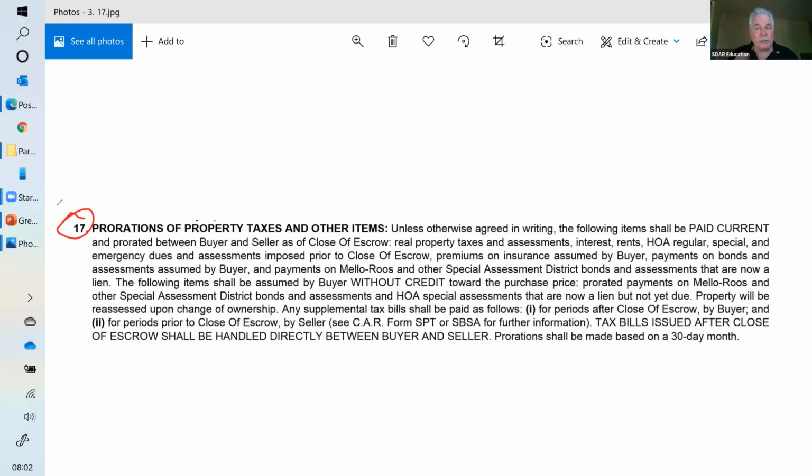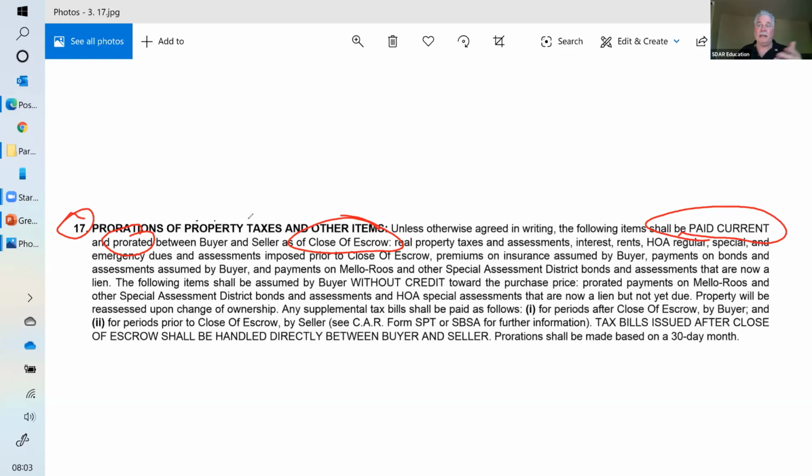So again, it's not just property taxes, it is also other items. Okay, so unless otherwise agreed in writing, unless you've got some kind of a writing someplace that says differently, the following items shall be paid current and prorated. So this is the contract language between the buyer and seller as of what? Date of close of escrow. I like to call it date of recordation, but close of escrow is kind of the vernacular, so we tried to make the contract sound in a language that people would understand, okay?